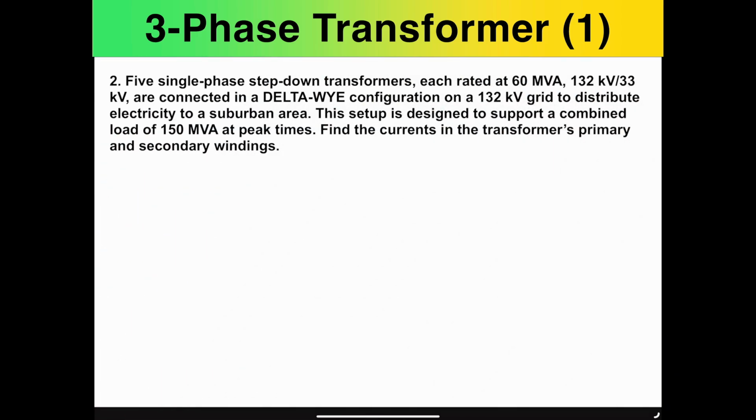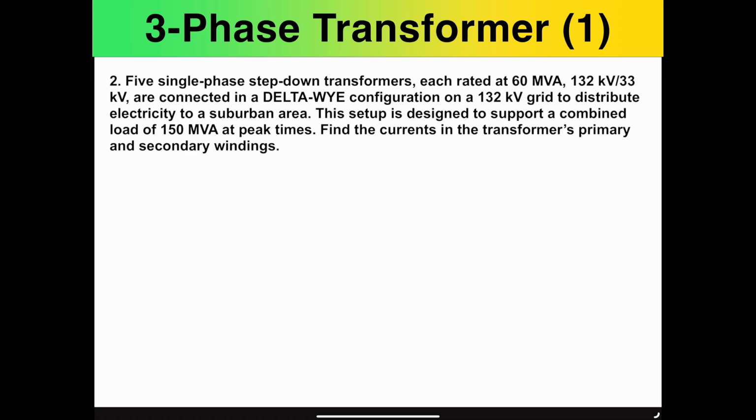So now let's take a look at the second question. The second one is saying 5 single-phase step-down transformers, each rated at 60 megavolt amperes, 132 kilovolts down to 33 kilovolts, are connected in a delta-Y configuration on a 132 kilovolt grid, which is exactly the same as the rated one, to distribute electricity to a suburban area. This setup is designed to support a combined load of 150 megavolt amperes at peak times. Find the currents in the transformer's primary and secondary windings.